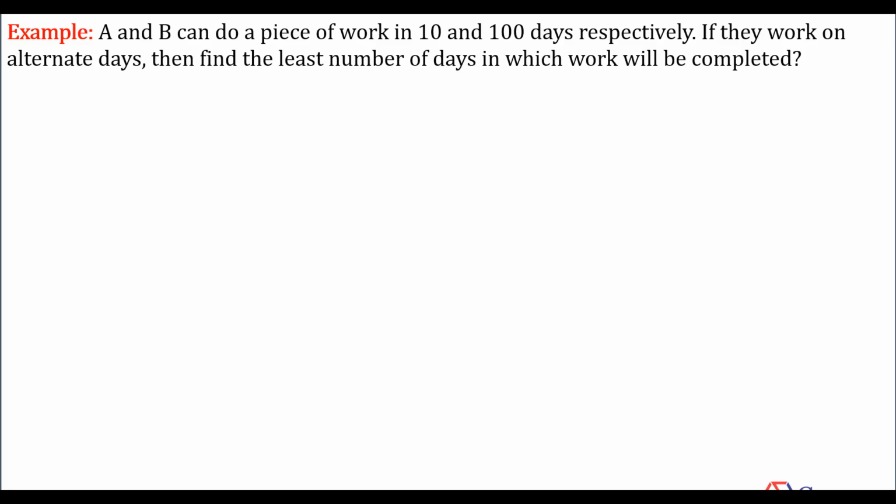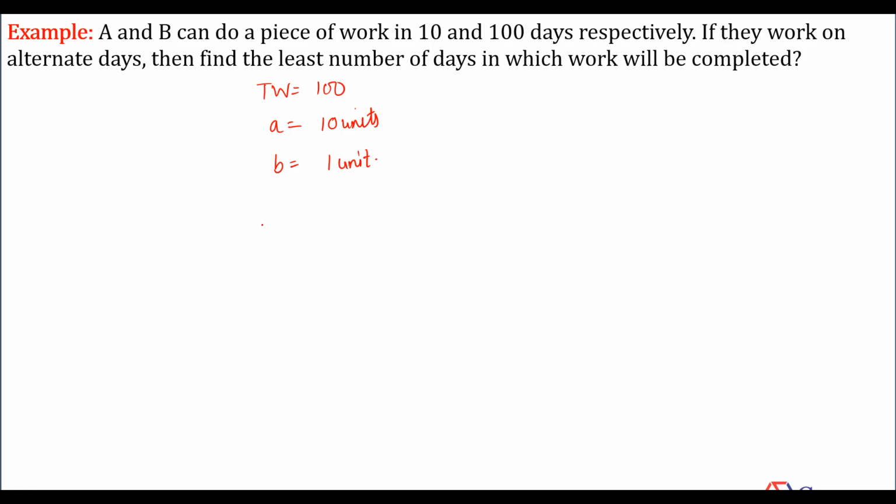Let's look at one more case. A and B can do a piece of work in 10 and 100 days. So what's the total work? Let's take it equal to 100. So what is A's efficiency? 100 by 10. That is 10 units per day. What is B's efficiency? 100 by 100. That is 1 unit per day.